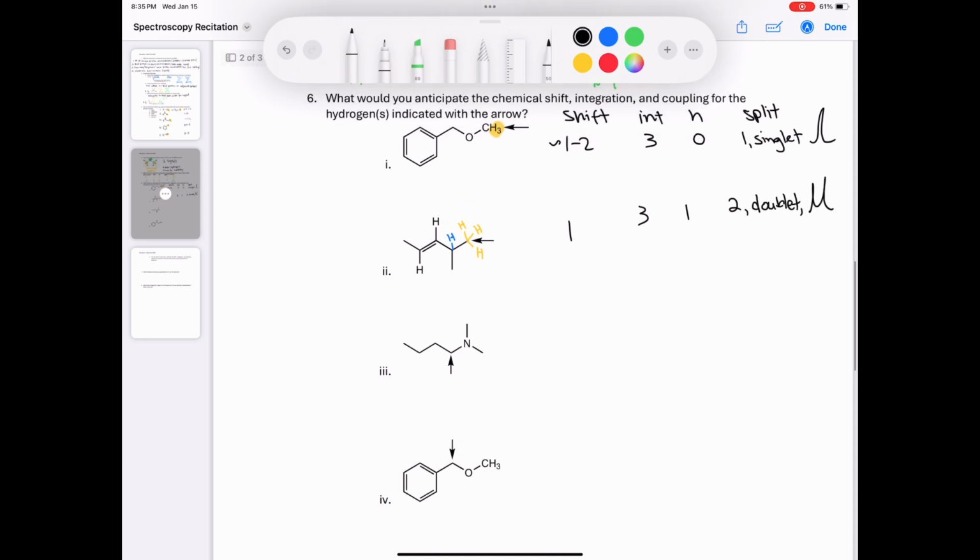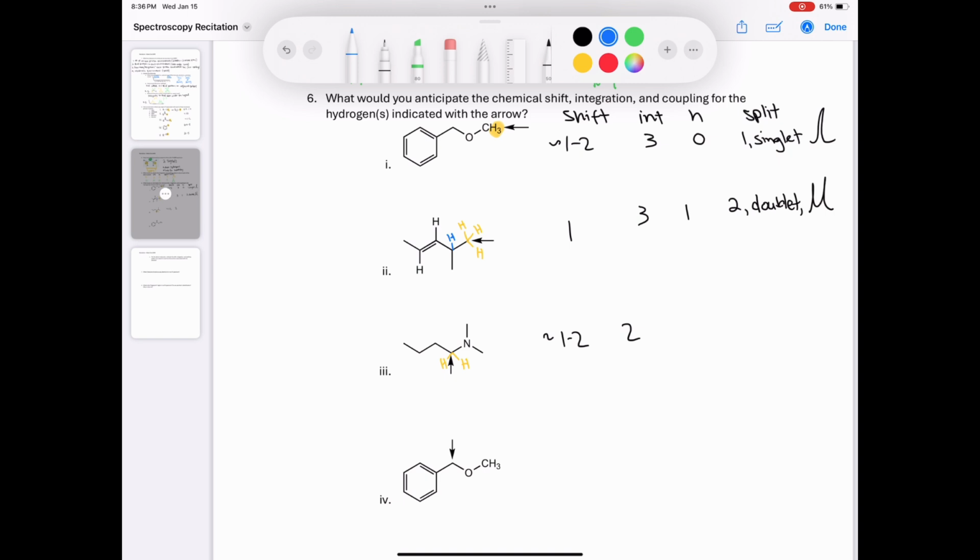Up next, we have the protons that are on this secondary carbon that is adjacent to a nitrogen. So again, this is a carbon-hydrogen bond, so probably around 1 to 2, but maybe slightly higher because of that neighboring nitrogen. The integration for this is going to be 2 because there are 2 protons that are making up this signal.